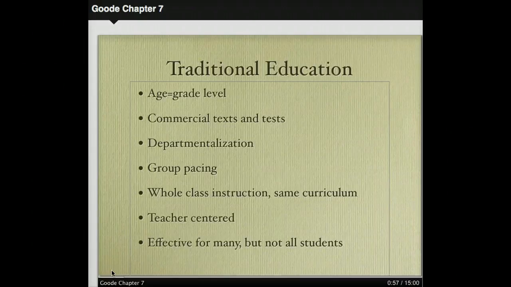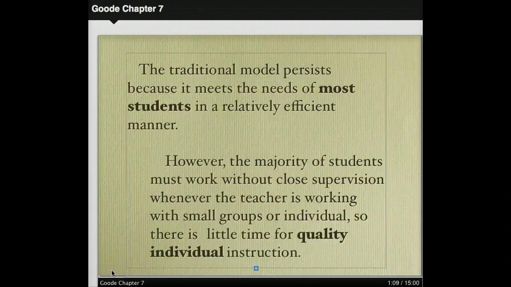Teaching has been teacher-centered, and the reality is this is effective for many students, but it does not meet the needs of all students when we teach in this fashion. So the traditional model continues to work, and it's what we always fall back on regardless of all of the different fads and different types of strategies that are introduced, because it really does meet the needs of most students in a relatively efficient manner. Of course, the drawback is that most students doesn't mean all students, and that when a teacher is working with a small group of kids or is doing something to differentiate what's happening in the classroom, other students are left undone, and there's little time for quality individual instruction.